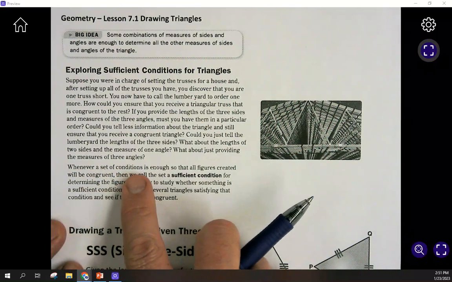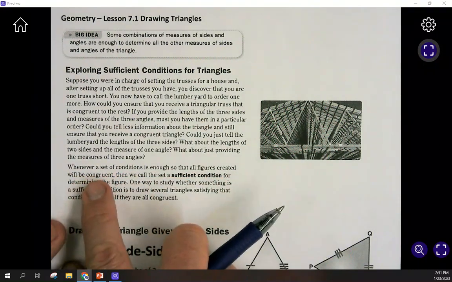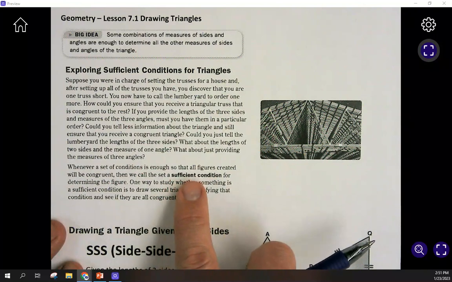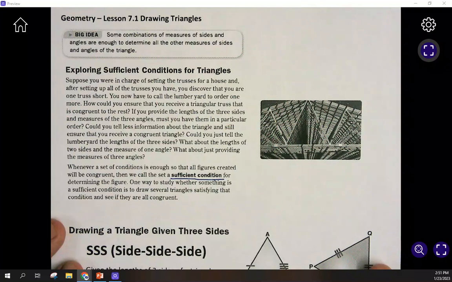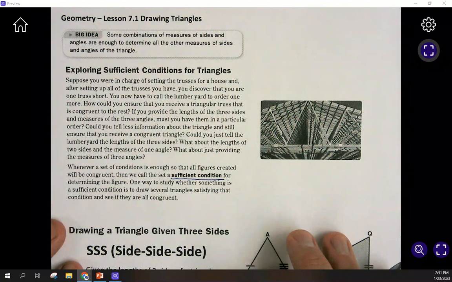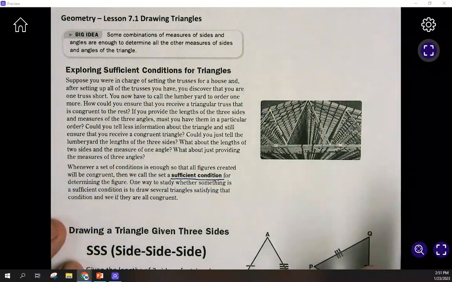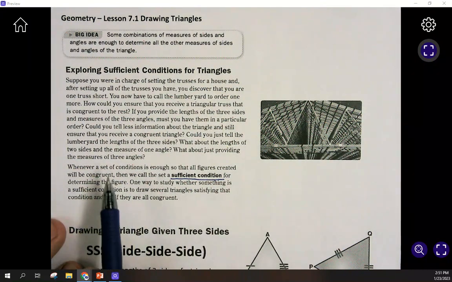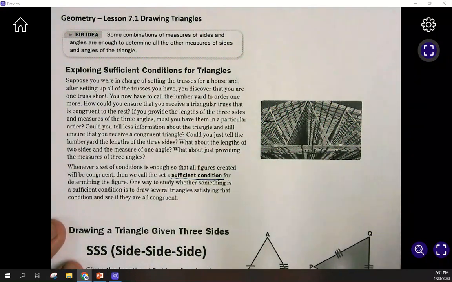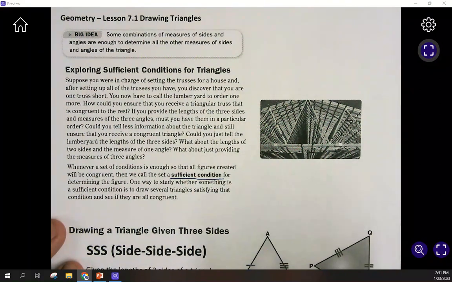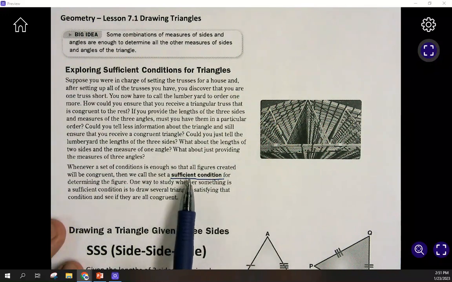So whenever a set of conditions is enough so that all figures created will be congruent, we will call that a sufficient condition. Okay, we're going to use that word a lot, and you'll see that in your homework. So let's say if I just gave you one angle, is that a sufficient condition? No, we don't know what the other two angles are. We don't know what the side lengths are. But if I do tell you the three side lengths, can you create a congruent triangle based on that information? The answer is yes. We're going to jump into that here. That would be a sufficient condition for determining the figure.